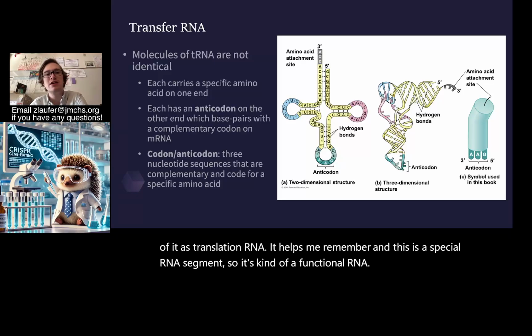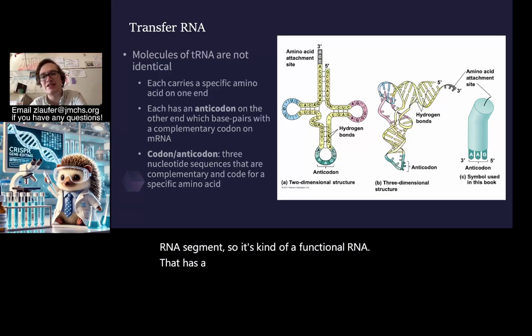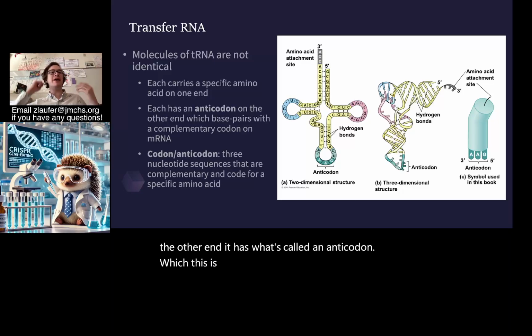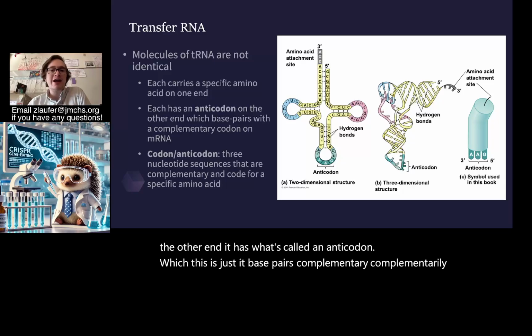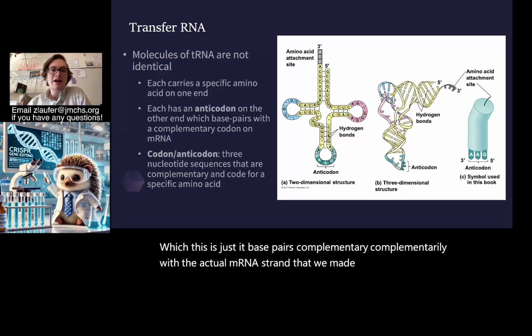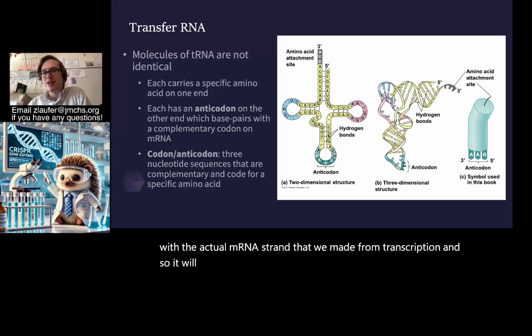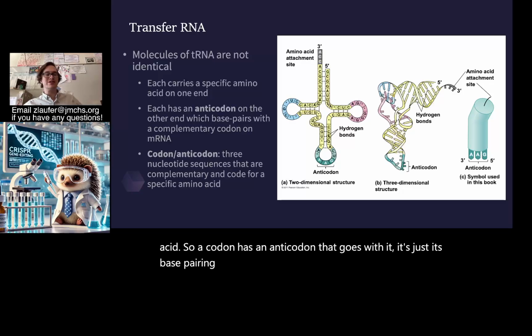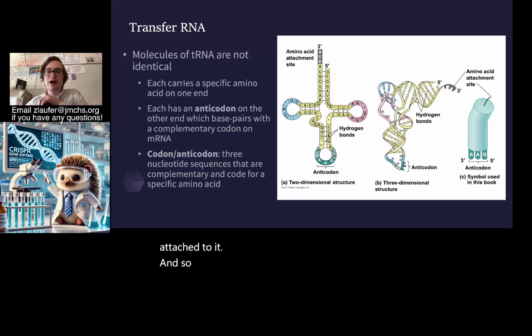that has a specific amino acid attached to one end, and then on the other end it has what's called an anticodon, which base pairs complementarily with the actual mRNA strand that we made from transcription. And so it'll attach at the anticodon and then deposit its amino acid. So a codon has an anticodon that goes with it. It's just base pairing. That anticodon will always have the same amino acid attached to it, and so on.